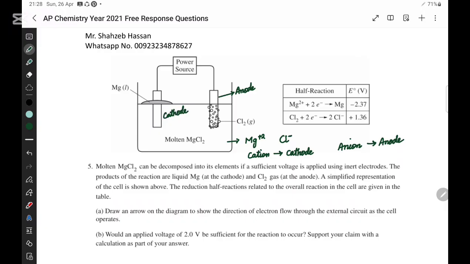First of all, they are asking us to draw an arrow on the diagram to show the direction of electron flow through the external circuit as the cell operates. So chlorine is at the anode. Electrons will be produced from here and would travel towards the cathode, where they are going to accept electrons. So the equation is going to be 2Cl- forming Cl2 plus loss of 2 electrons, whereas Mg2+ would be gaining those 2 electrons and would be forming magnesium solid.